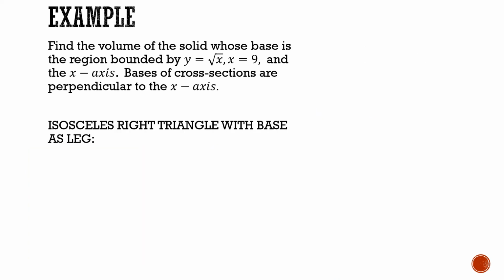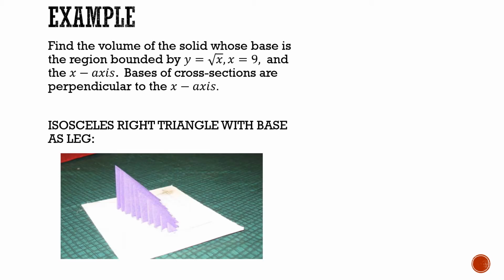All right, so same example again. Notice I just keep using the same example. I'm just trying to show you the differences in how our answers come out, versus how our pictures look, versus what formulas we use, even though we're using the same exact example. All right, so this time we're doing it with isosceles right triangles with a leg on the base. So I kind of gave you a three-dimensional view of what that would look like.